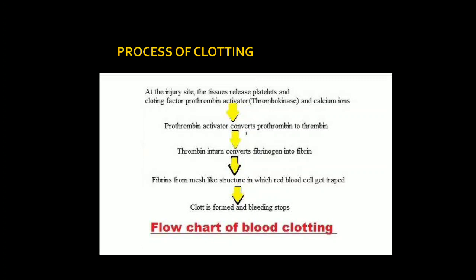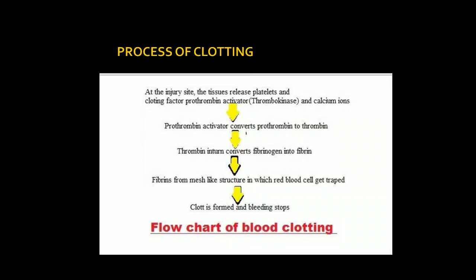Now what does thrombin do? Thrombin converts fibrinogen into fibrin. Fibrinogen, you may have seen, is responsible for blood clotting. By the presence of thrombin, this fibrinogen, which is in a fluid-like structure, will change into fibrin. Fibrin will change into a network of thread-like structures. All the blood cells which assemble will not be allowed to flow, so they will change into a clot.